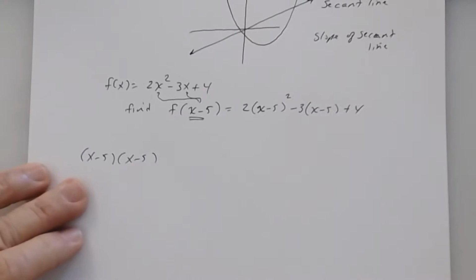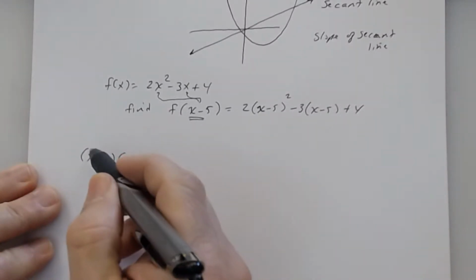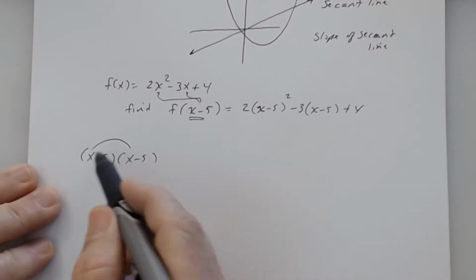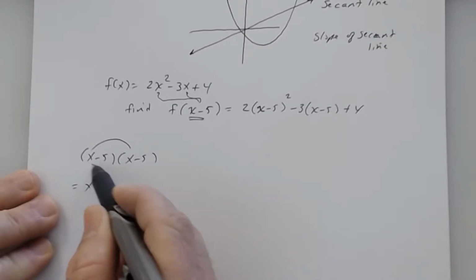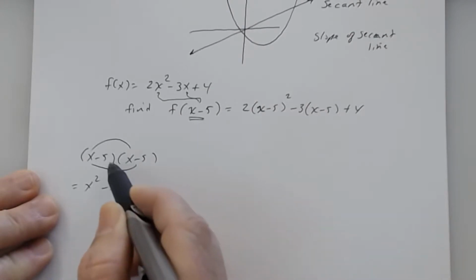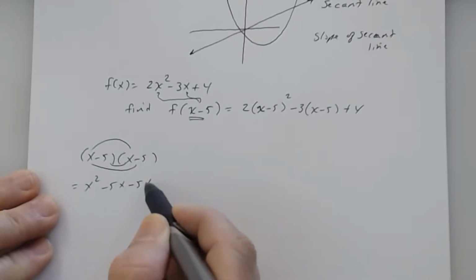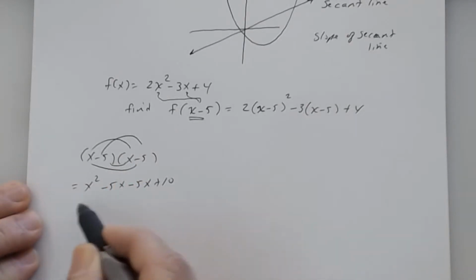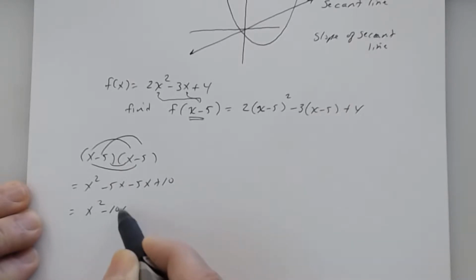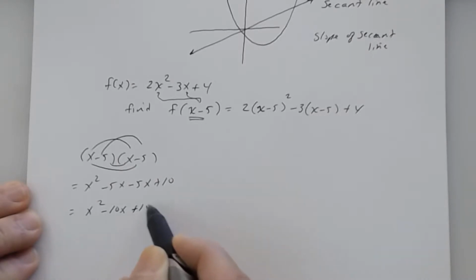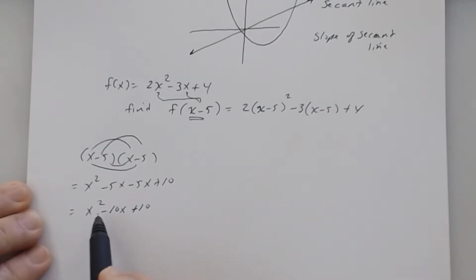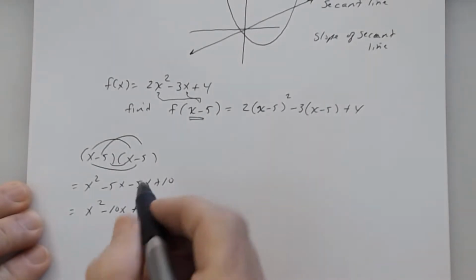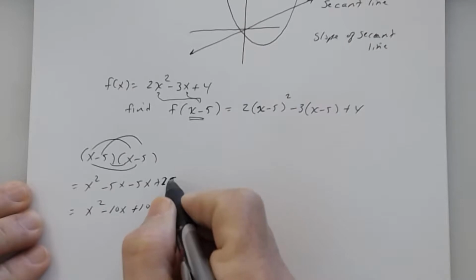So x minus 5 times x minus 5. Remember the FOIL method. X times x is x squared. The outer is negative 5x. The inner is also a negative 5x. And the last is a positive 10. And when I combine like terms, this becomes x squared minus 10x plus 10. And remember, this is... Yes, plus 25. Thank you. Plus 25.